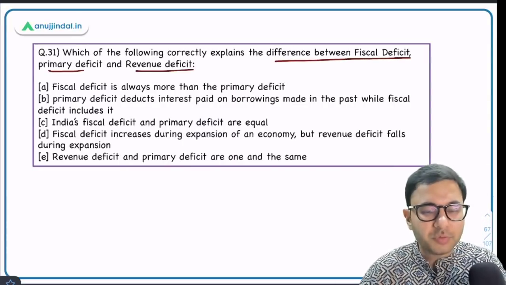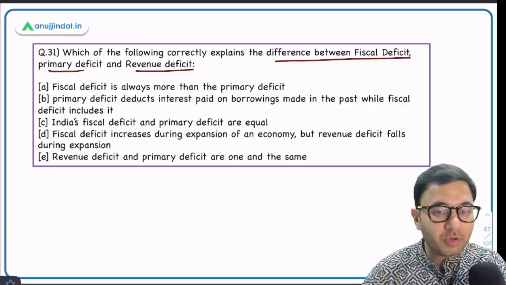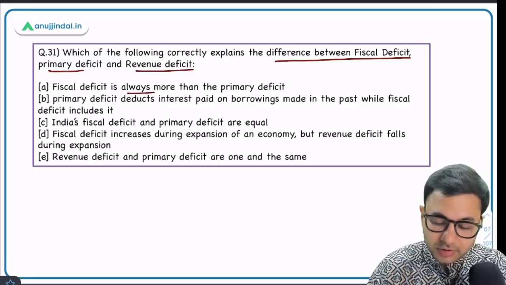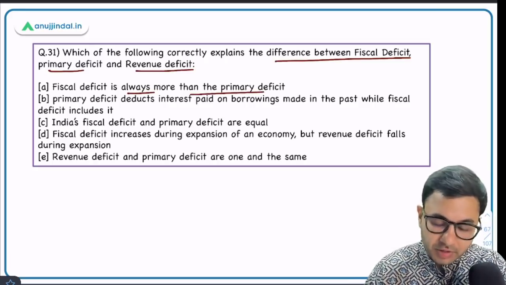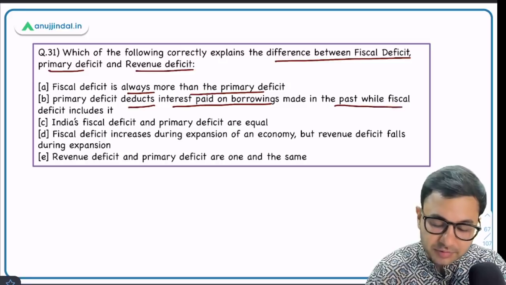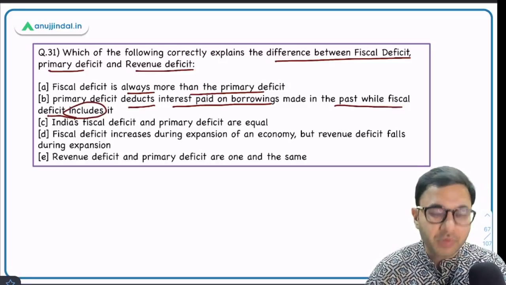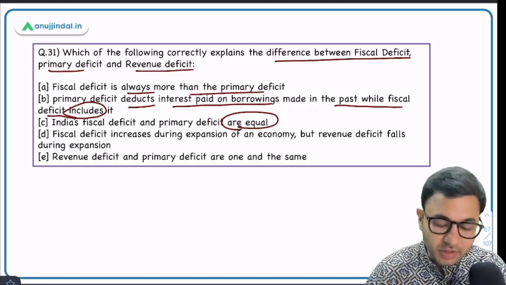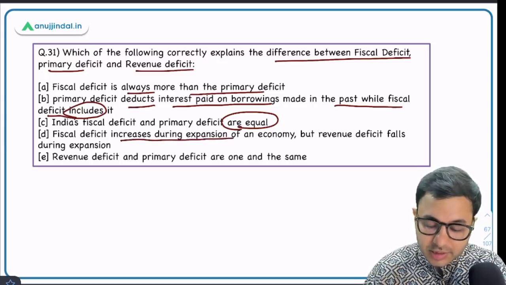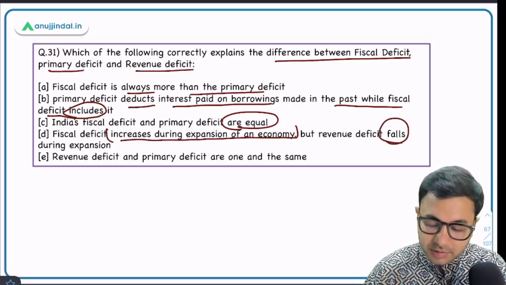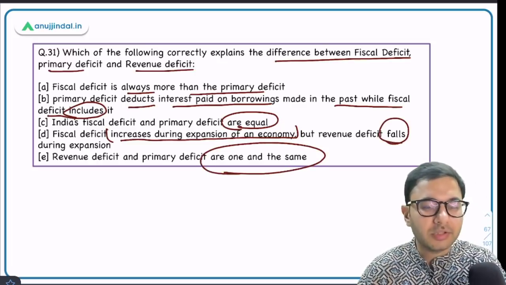A very interesting question, many students can make mistakes here. Fiscal deficit is always more than the primary deficit. Primary deficit deducts interest paid on borrowings made in the past, while fiscal deficit includes it. India's fiscal deficit and primary deficit are equal. Fiscal deficit increases during expansion of an economy, but revenue deficit falls during expansion. Revenue deficit and primary deficit are one and the same.